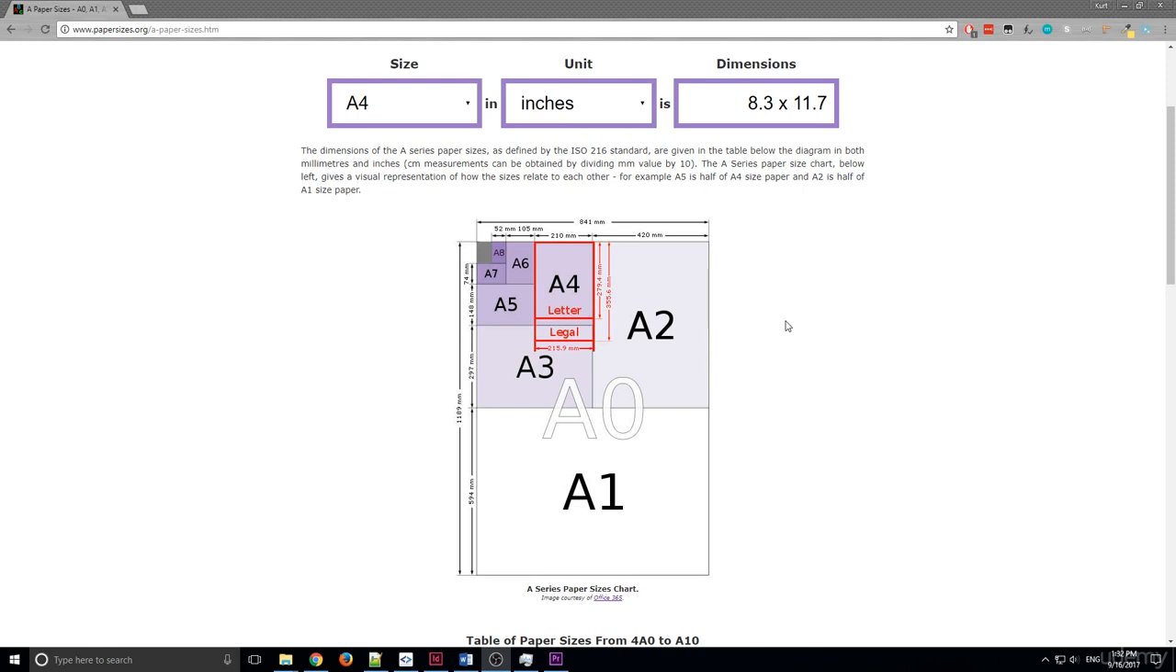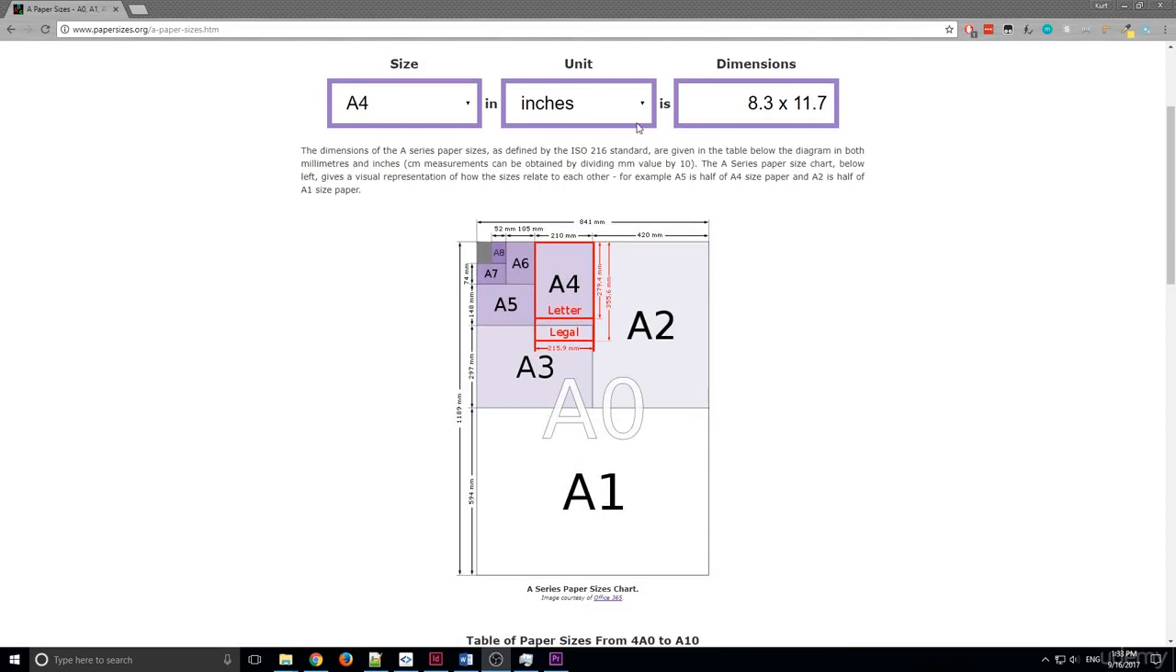So for example, in America here, we use the imperial system, which is inches and feet, but the rest of the world uses meters, centimeters, the standard scientific ones. But that can actually create a big problem. For example, let's say that we wanted to create an A4 document.